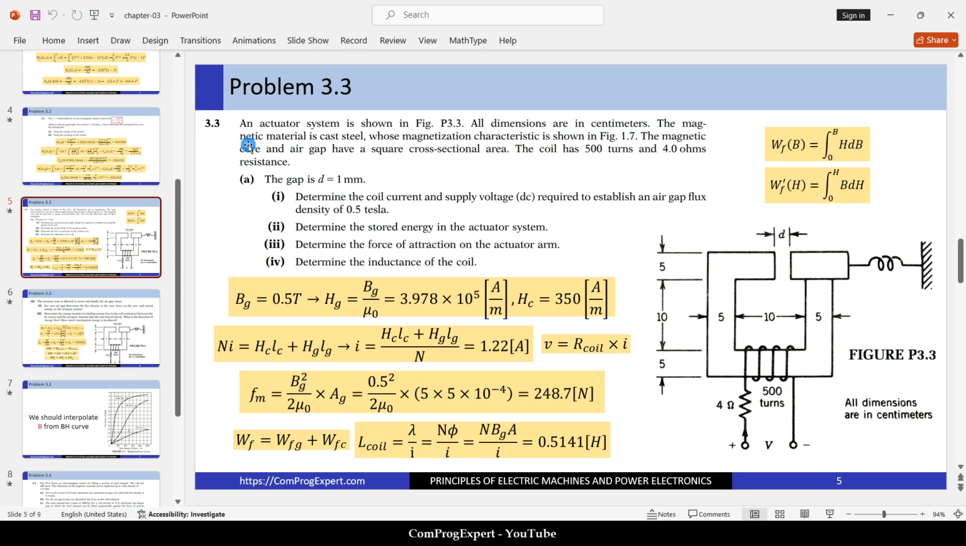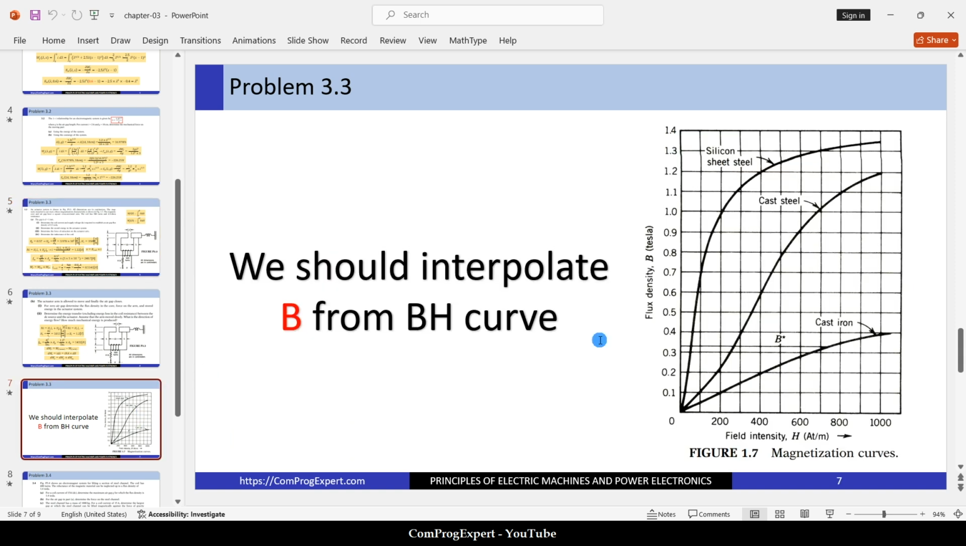The magnetic material is cast steel, whose magnetization characteristic is shown in this figure. Yes, we have this figure from chapter 1, and the magnetic material of the core is cast steel. We should use this curve for our calculations.